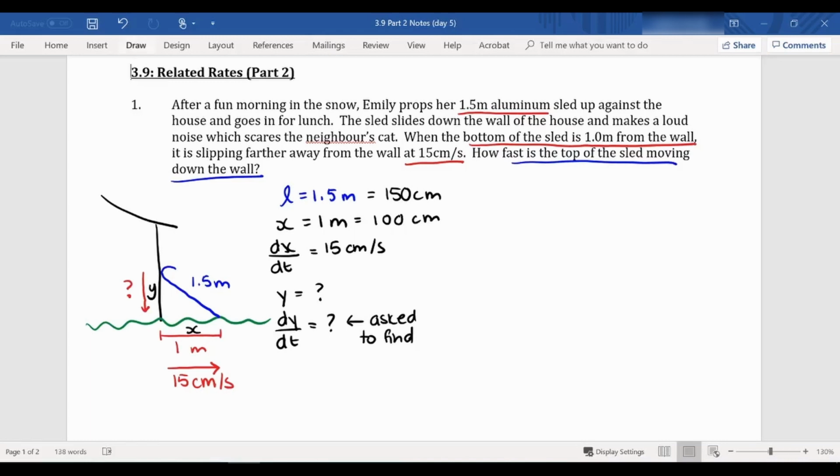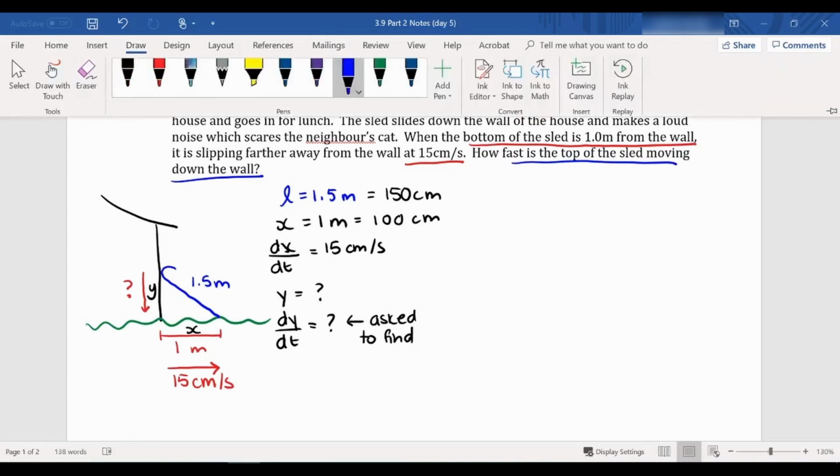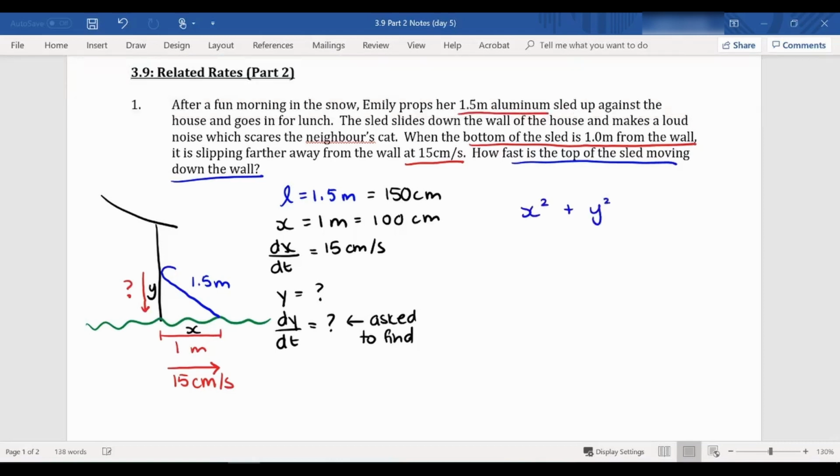Okay. Now I know that I have a relationship between these three sides of my triangle. I know that x squared plus y squared is equal to L squared. I'm going to need it because if I take the derivative of this, I'd be doing implicit differentiation. I would have 2x dx dt, and I know both x and dx dt, plus 2y dy dt equals 2L dL dt. So I know this, I know this, I don't know this, and I don't know this.